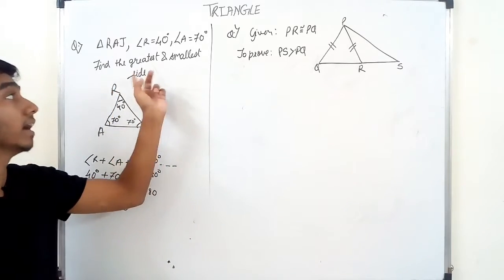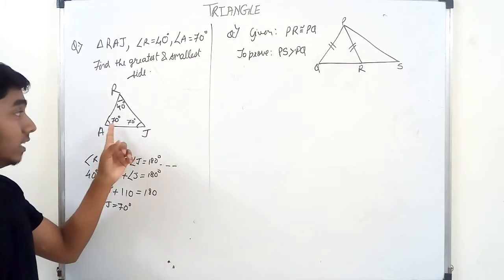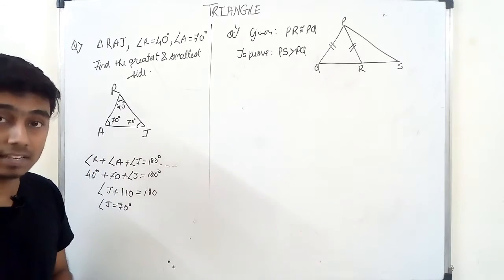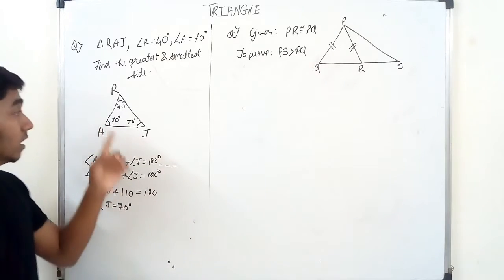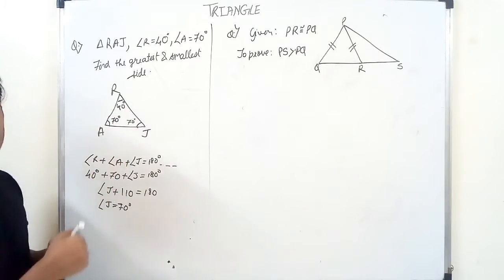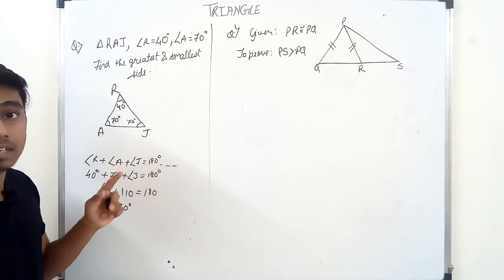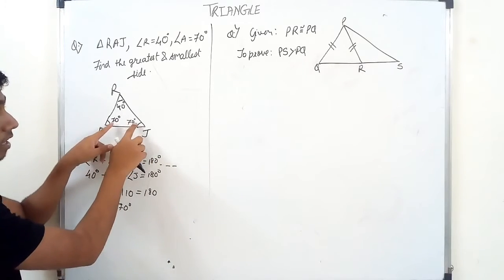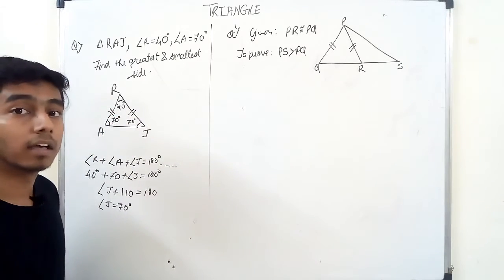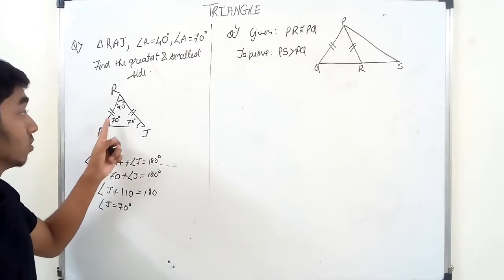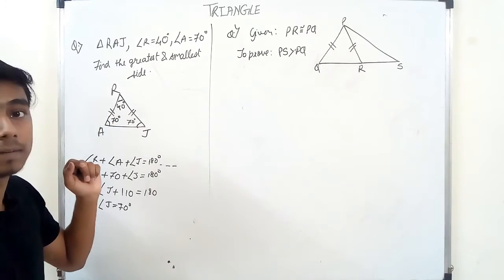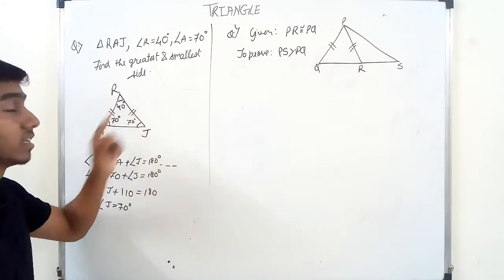Now, what are we supposed to find? Find the greatest side and the smallest side. So if you see, there are two angles which are same. Angle A is 70, therefore side opposite to 70. So first of all, let's consider A and J together. If the two angles are congruent, then these two sides are also congruent. Why? Because isosceles triangle. Isosceles triangle says if the angles are congruent, then the sides are also congruent. Yes or no? Therefore, these two sides are congruent.